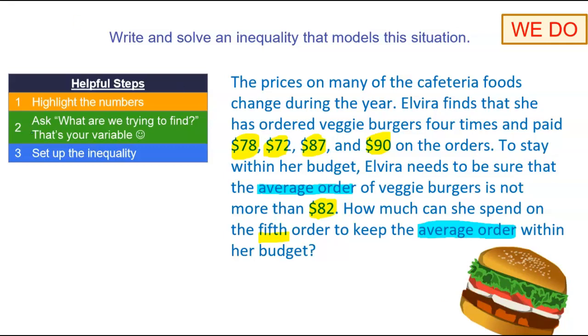But first, let's go to step 2 here. What are we trying to find? Let's go find our question in this problem. How much can she spend on the 5th order to keep the average order within her budget?